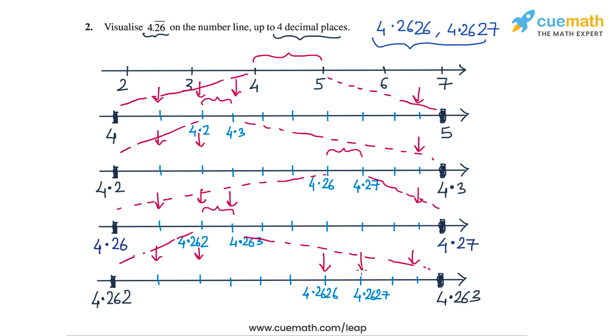Finally, here's 4.2626 and here's 4.2627. So 4.26 bar will lie somewhere in this interval. It will actually lie closer to 4.2626 than to 4.2627. And with this successive magnification, our visualization for 4.26 bar is complete.